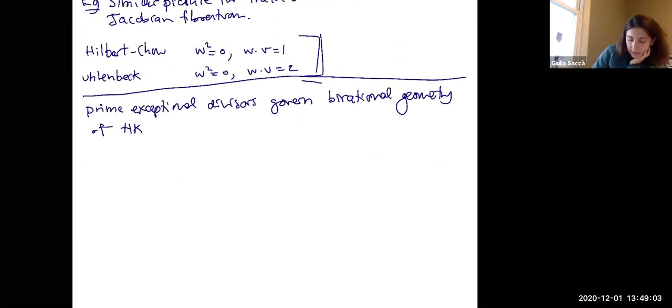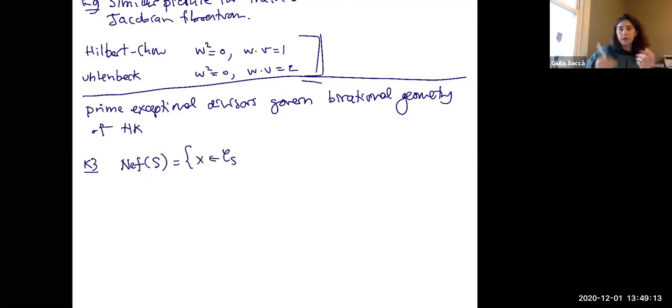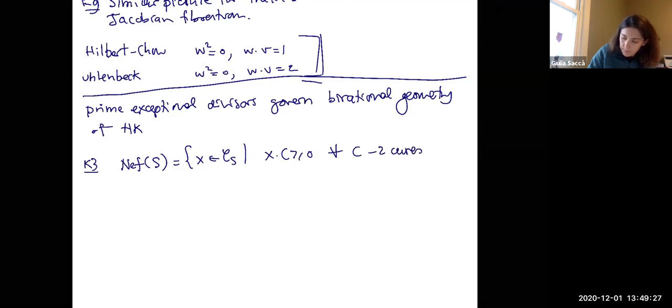Let me remind you for K3 what the situation is. The nef cone of a K3 is the classes in the positive cone. So I pick the component that contains an ample class, and I'll let that be the positive cone, that intersect positively for all -2 curves, or non-negatively for all -2 curves. Okay, and so we have the analogous picture for hyperkähler manifolds, which is the following.